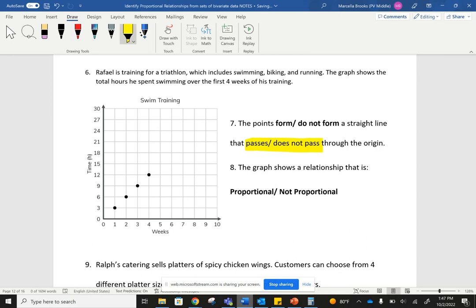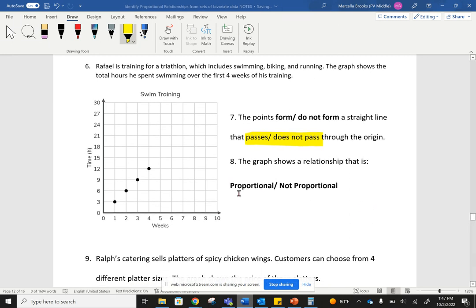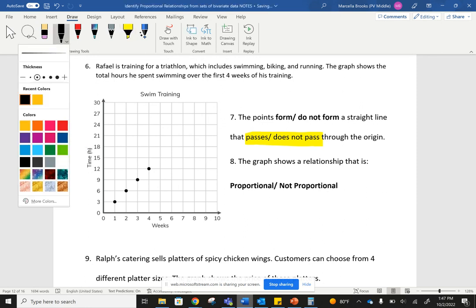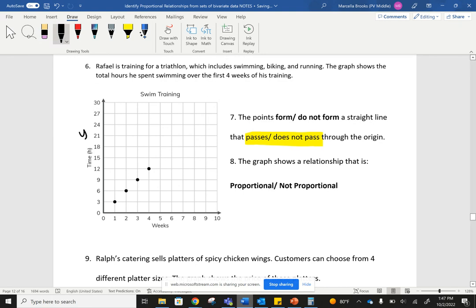So does it form a straight line or does it not? And does it pass through the origin? Number 8, the graph shows a relationship that is proportional or not proportional. Remember to mark the y values and the x values.